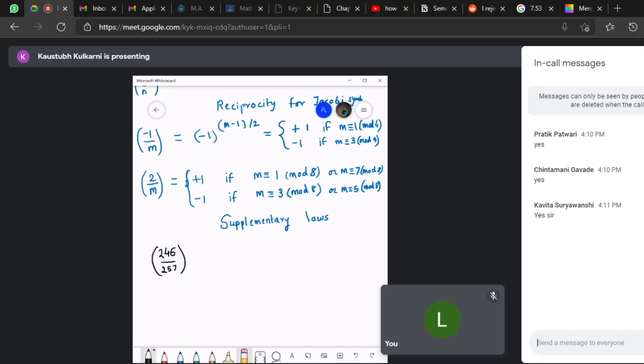How will you solve this? Any questions up to this point? Okay, if you have any question, you can just ask in between, no problem.